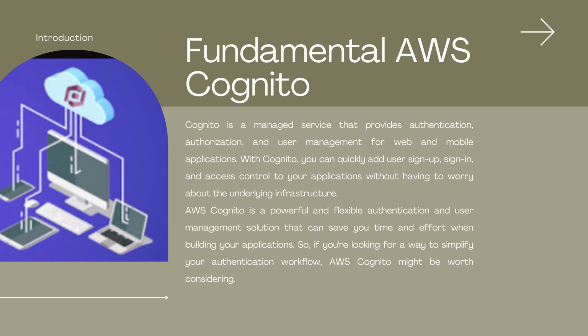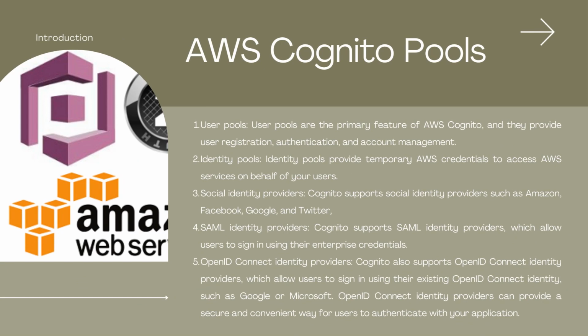your application. Furthermore, we'll be talking about AWS Cognito pools. On the screen, we displayed a basic list of AWS Cognito pools and a brief explanation of each. Number one, the user pool, is the primary feature of AWS Cognito, and it provides user registration, authentication, and account management. Secondly, will be identity pool.